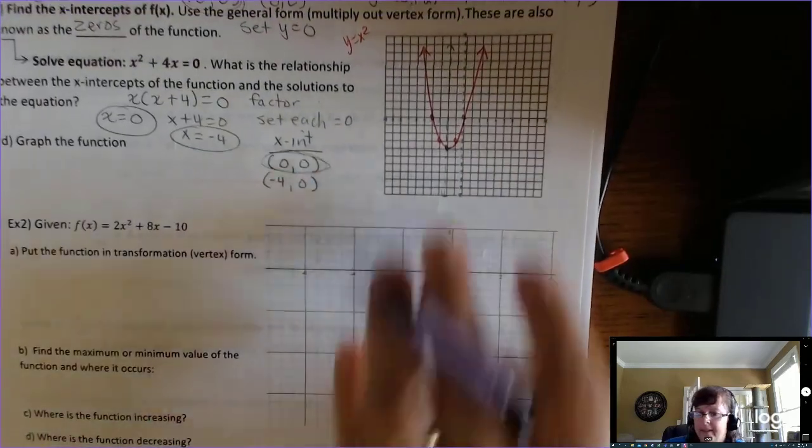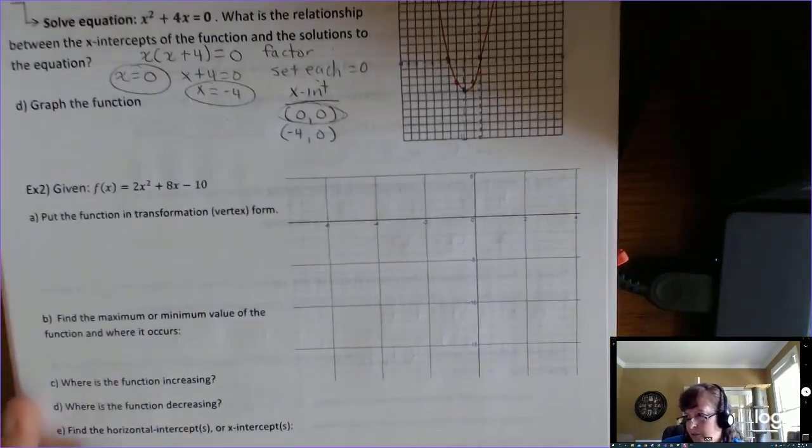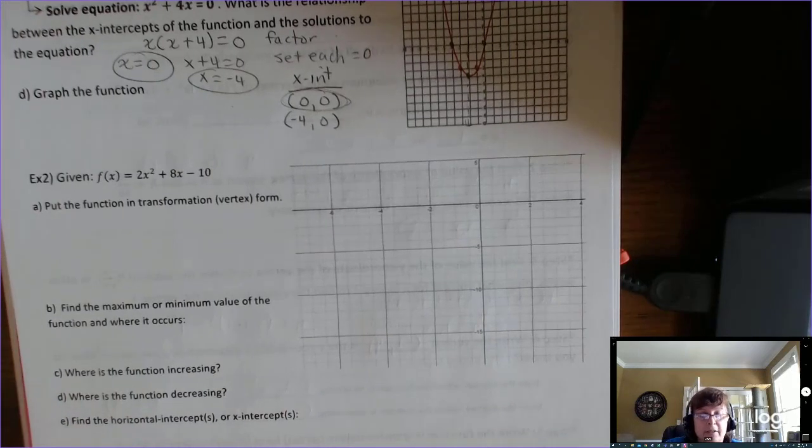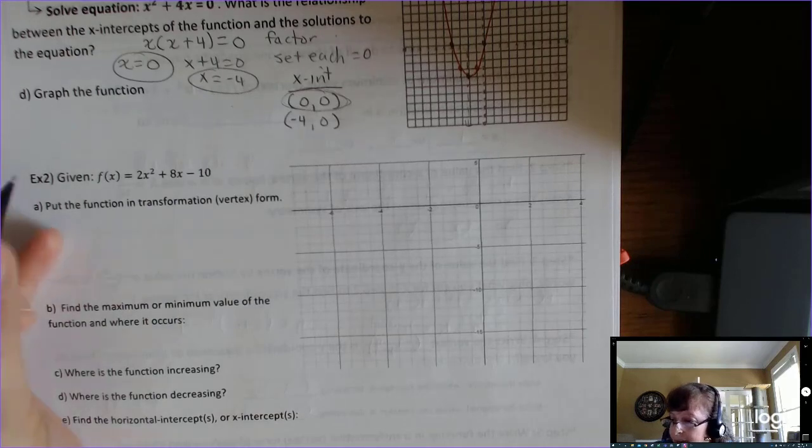Alright, let's move on to another one. Takes a lot of practice to do these quadratics. You have different forms, different tools. It's a lot of stuff, but practice it.